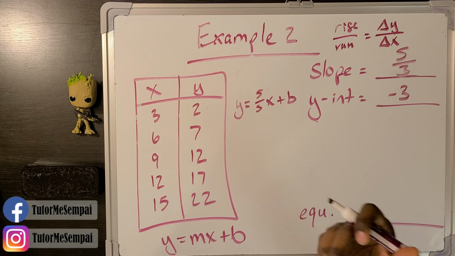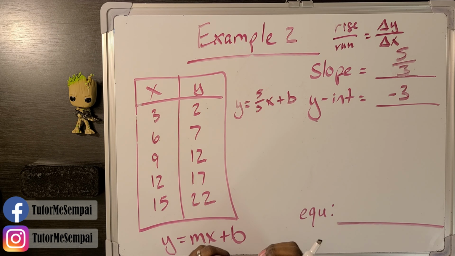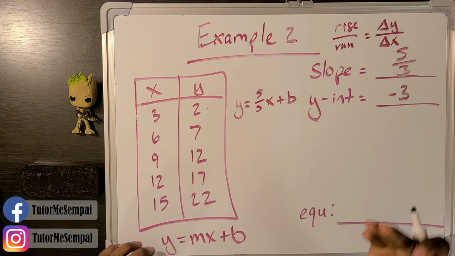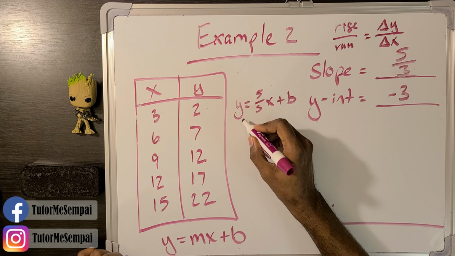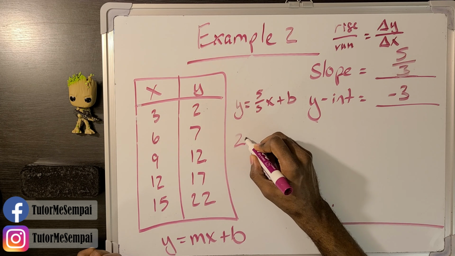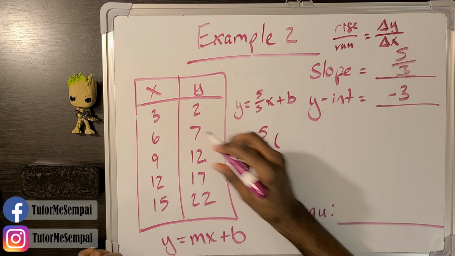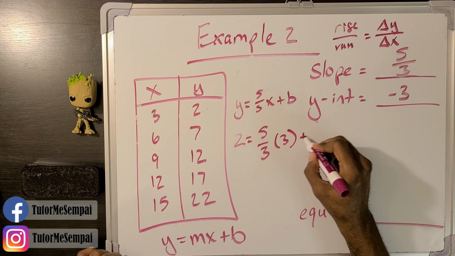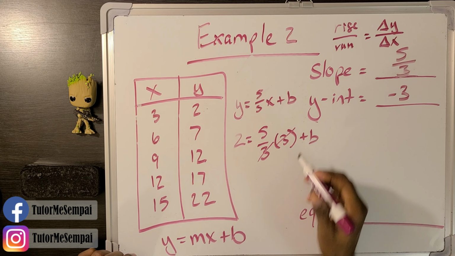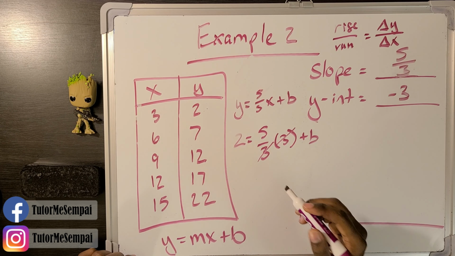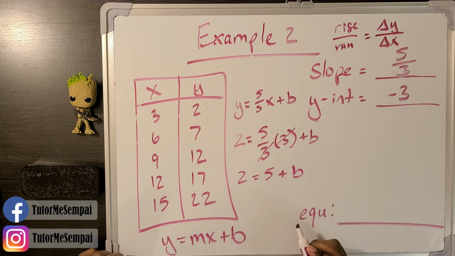Once you plug them in, b is going to be the only thing that you don't know. So therefore, you can solve for that b, and that will be your y-intercept. Just to keep things simple, I'm going to use this first point here. Now we have y is going to be 2, equals 5 over 3 times 3 plus b. This is going to cancel out because you have a 3 on the top and a 3 on the bottom. So you're left with 2 equals 5 plus b.